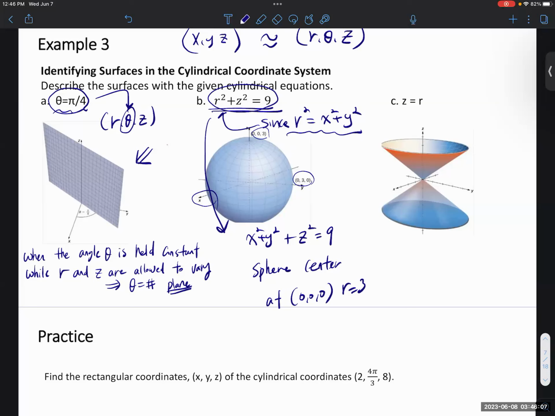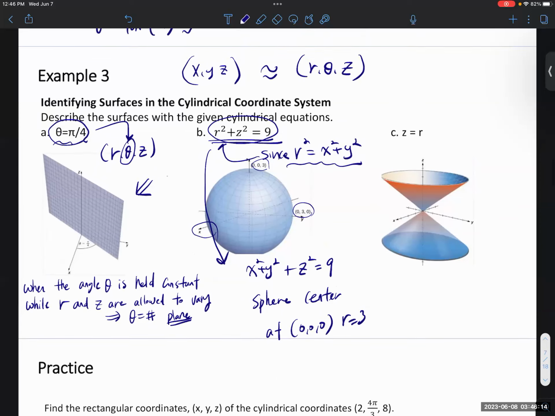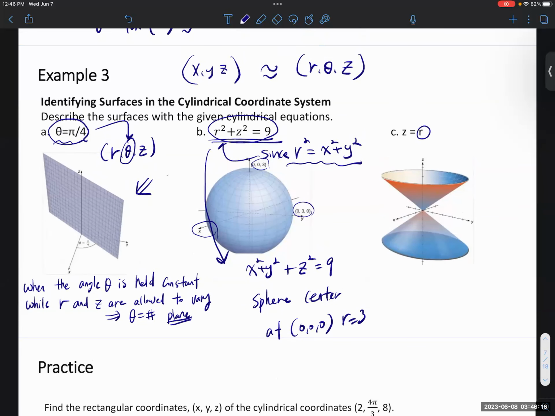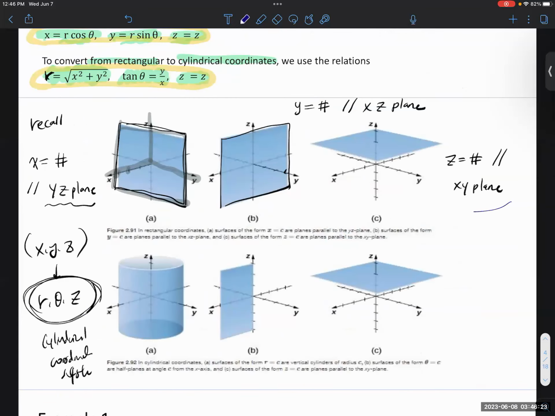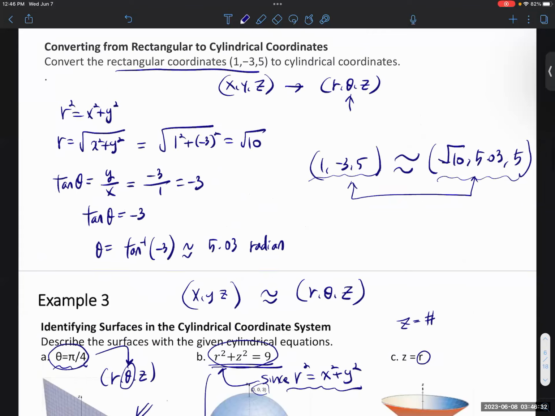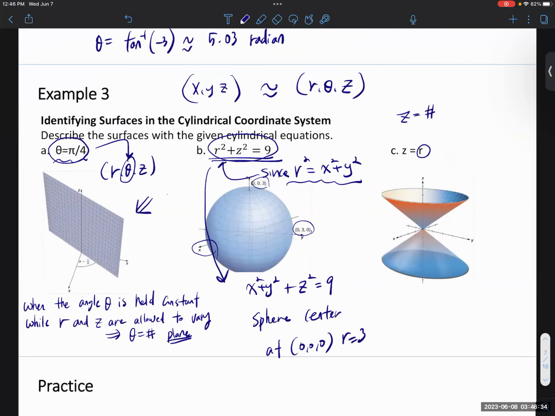One more. The next question, we have only z equal to something. So z equals r. So the radius is going to be the constant. This means z equals some number. If z equals some number, this plane is going to be parallel to the xy plane. So therefore, we know x equals some number is a plane parallel to the other coordinate plane. That's a characteristic of each of the 3 different planes.